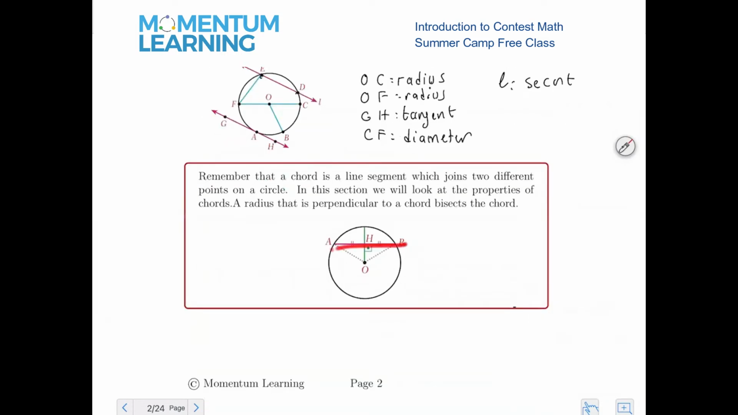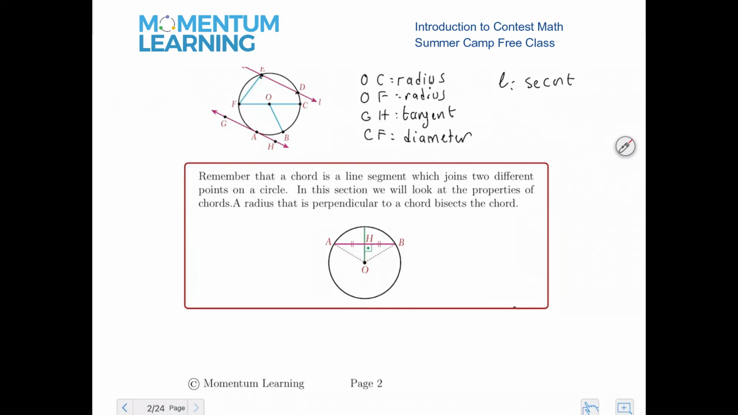Now, a chord is a line segment that connects 2 different points on a circle. Notice that, like I said, if I draw the radius perpendicular to the chord, it is going to be the perpendicular bisector of this chord. You can also see that here is an isosceles triangle, because OA and OB are both radii. So if you draw the altitude OH, then it is going to bisect the base. It's a property of the isosceles triangle.